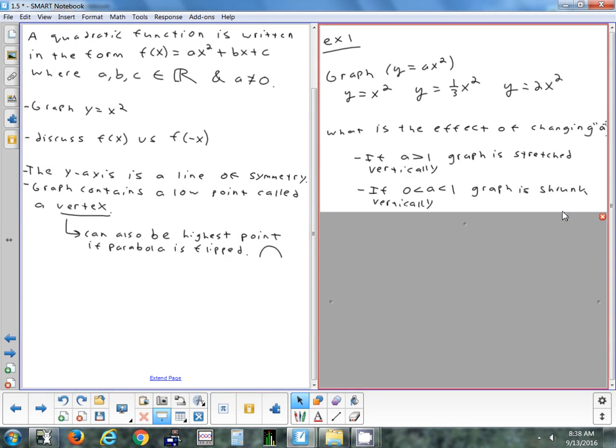So I want you to think of it vertically. If you plug in a number bigger than 1, it stretches the graph vertically. If you plug in a number between 0 and 1, like 1/3 or 1/2, it compresses the graph vertically, or it shrinks the graph vertically.